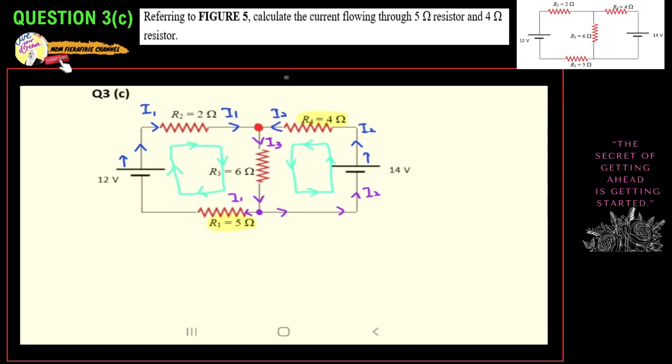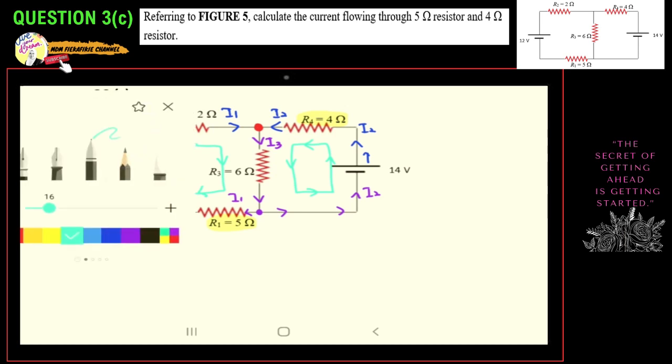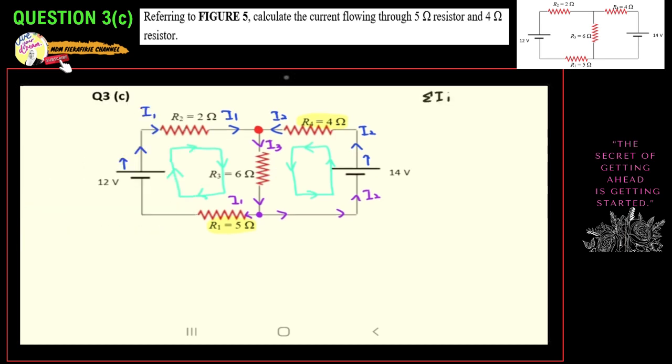Okay, so we have 2 rules. Okay, let's write the first one. Okay, where total current in is equal to total current out. Okay, total current in, total current out ni apa benda dia? Okay, so tengok pada junction ini. Current that flow into the junction is I1 and I2. And current that flow out from the junction is I3.